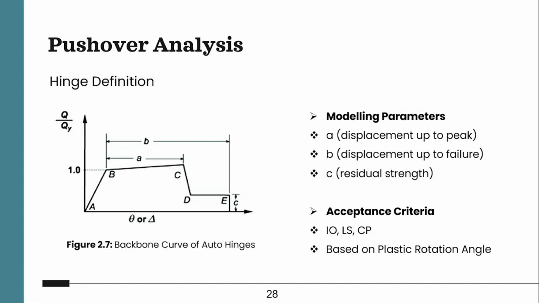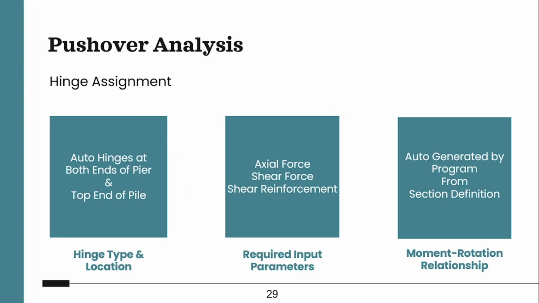The hinge definition has been taken from ASCE 41-13, which provides a backbone curve as shown in the slide, and also the specific values of A, B, and C, which define the hinge properties. So when we provide the reinforcements in the section and then assign ASCE 41-13, it automatically calculates the values of A, B, and C. This has already been said.